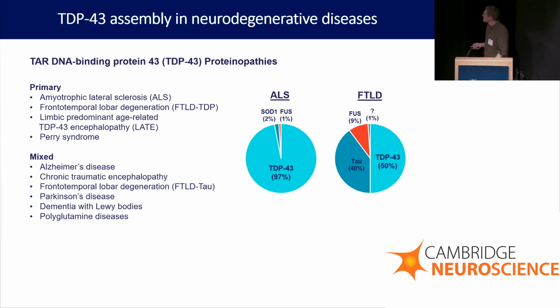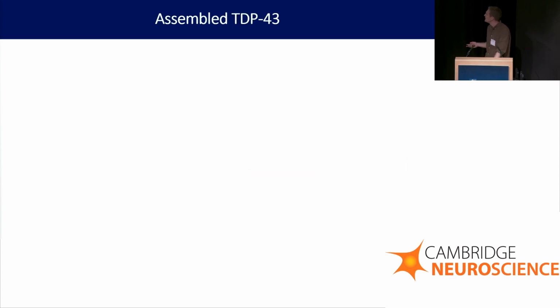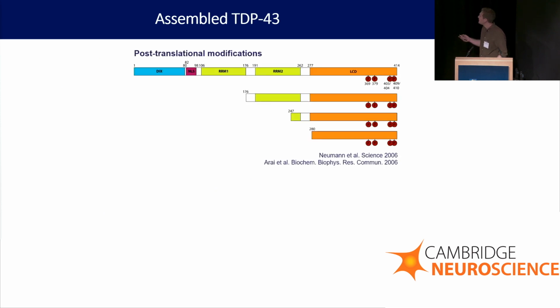Now, we got interested in this because unlike tau and alpha-synuclein and beta-amyloid, it was thought that TDP43 did not form amyloid filaments. So 4 years ago, here's what we knew about assembled TDP43. We knew, like many of the other proteins in neurodegenerative disease, that it accrues abnormal post-translational modifications. And the two most striking of these are the truncation of the molecule from the N-terminus. So we lose the RNA recognition motifs, the nuclear localization signal, and the Dix domain.